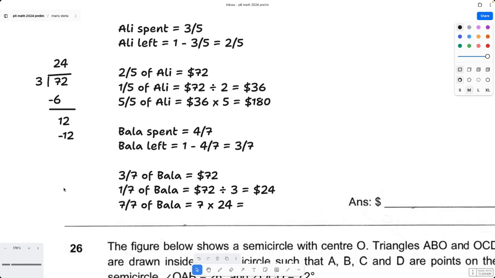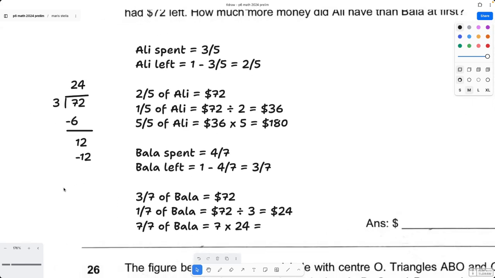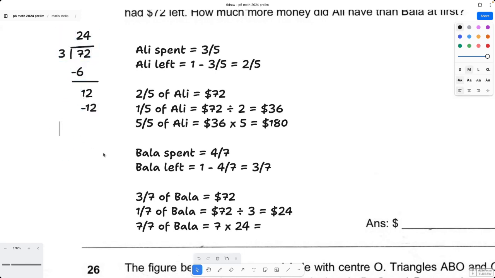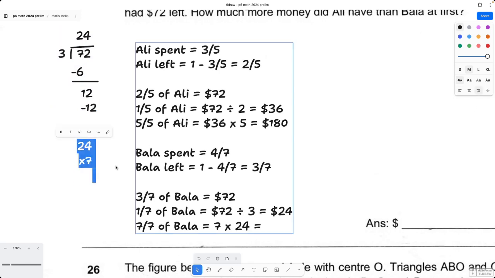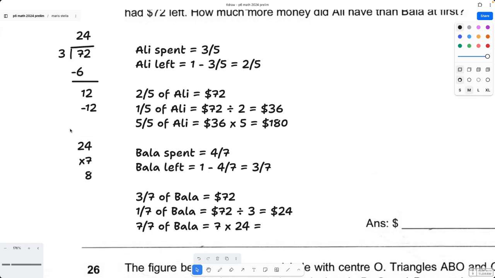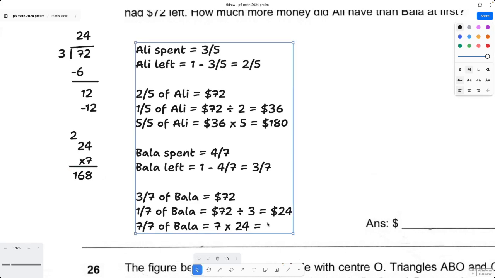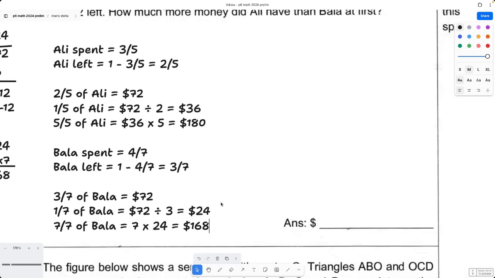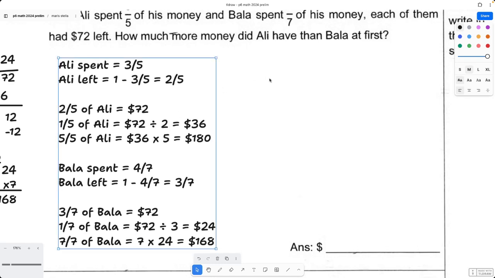Okay, so this would then become, I'm just going to multiply. 24 times 7. So 4 times 7 will be 28. Put 2 here. 2 times 7 is 14 plus 2 is 16. So 168. Okay, so $168. Where's my line? Okay, $168. 4 times 7 is 28. 2 times 7 is 14. Yep, $168.